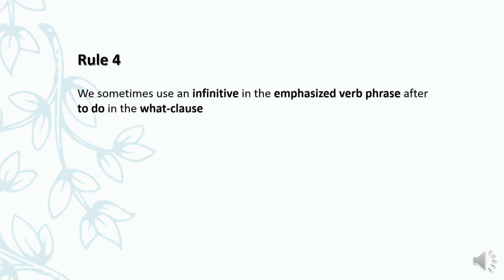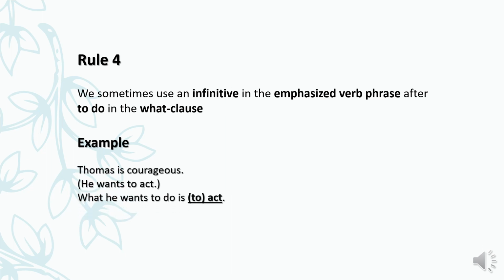Rule number 4. We sometimes use an infinitive in the emphasized verb phrase after to do in the what clause. For example, Thomas is courageous. Here, we want to emphasize that he wants to act. So the answer will be, what he wants to do is to act. Here, we use the infinitive in the emphasized verb phrase, which is act, and after to do in the what clause.